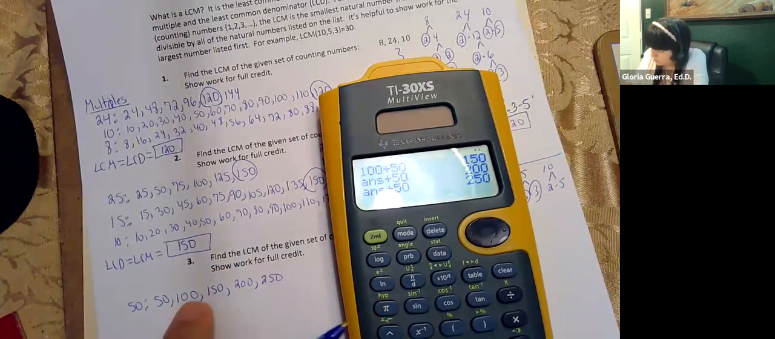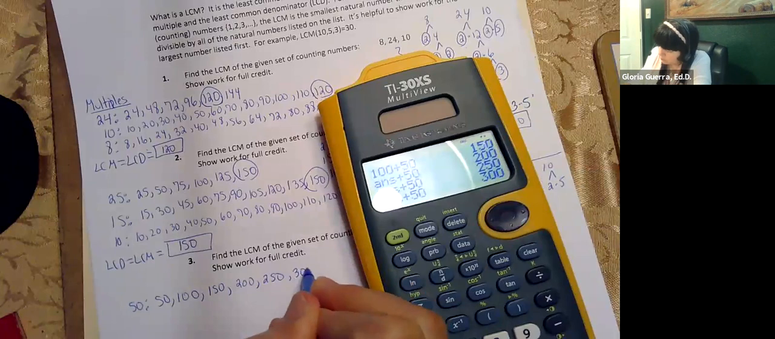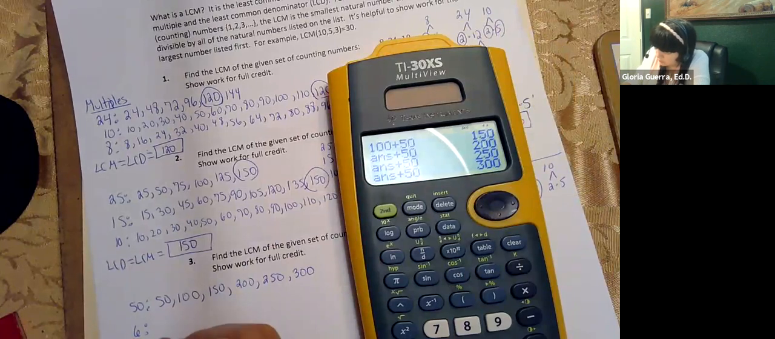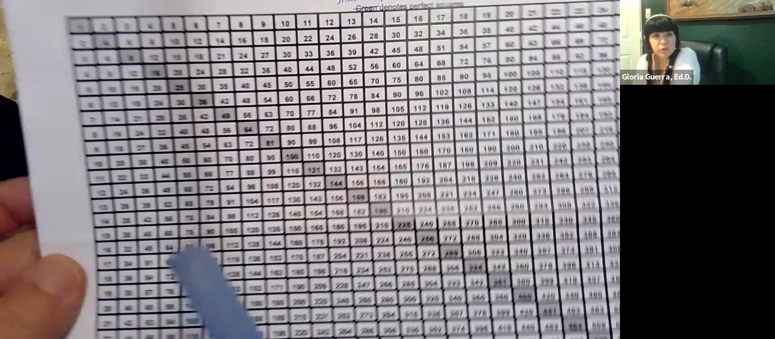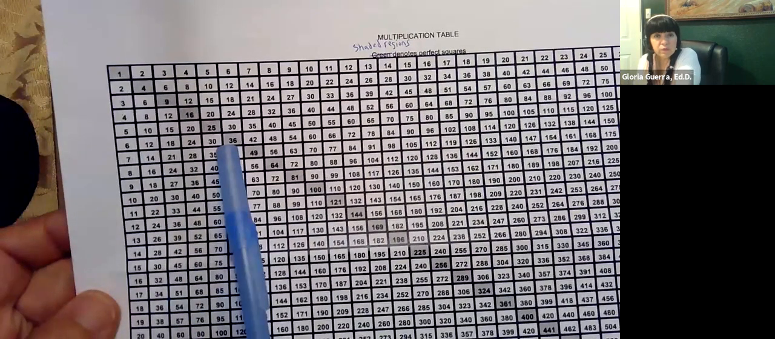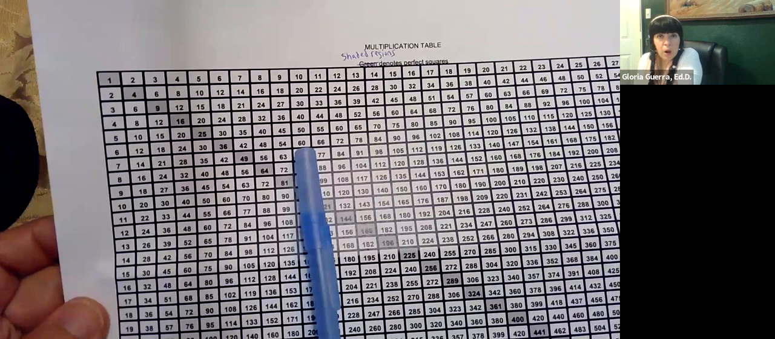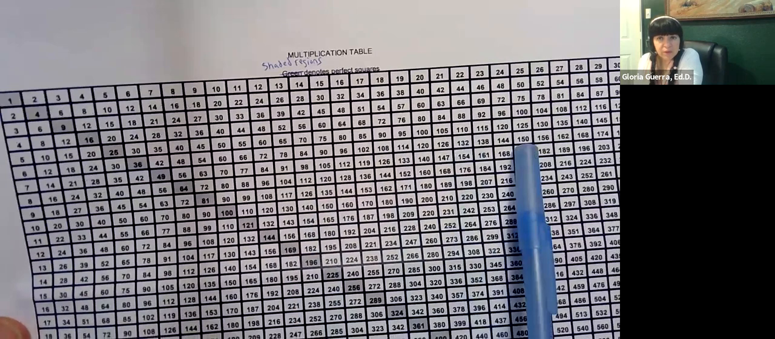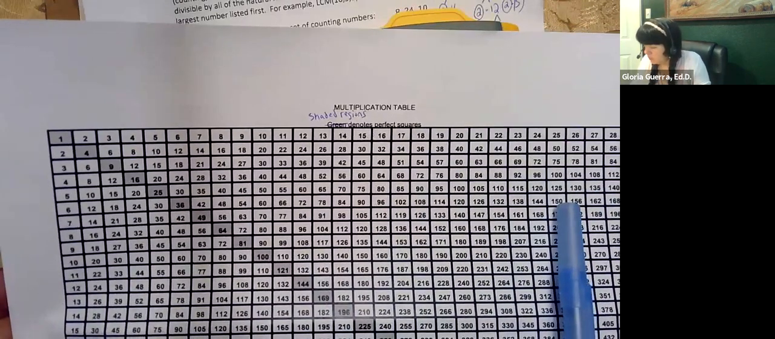You have 1, 2, 3, 4, 5. Plus another 50 is 300. And then 6, LCD equals LCM. Okay, so if I look at 6, there's 6, 12, 18, 24, 30, 36, 42, 48, 54, 60. So we're still trying to find a match. Oh, look, it looks like it's going to be 150 again. It's all the way out here. 6 times 25 is 150. So it looks like that's good.